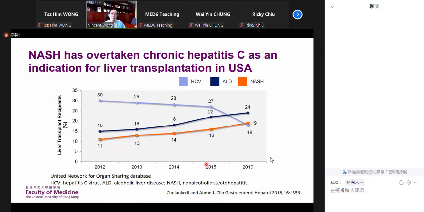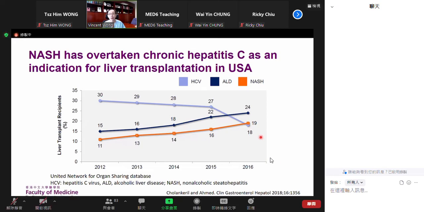Now, apart from being common, it is important because it can also cause severe liver complications. In the United States, by the year 2016, fatty liver disease had already overtaken chronic hepatitis C as one of the leading indications for liver transplantation. Currently, it is number 2, but if you look at women only, it is already the number 1 indication for liver transplantation in the United States.